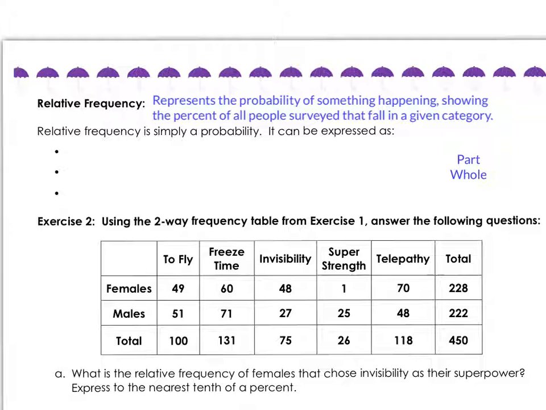The last thing I'm going to define is relative frequency, which represents the probability of something happening, showing the percent of all people surveyed that fall in a given category. It's always written as part divided by a whole, which can be expressed as decimals, fractions, or percents. And we'll talk about this more in class.